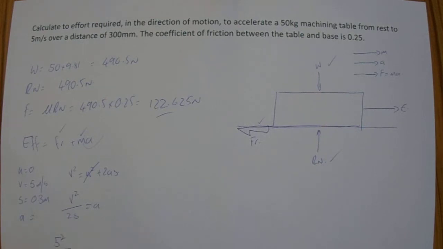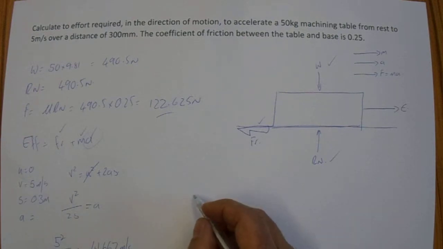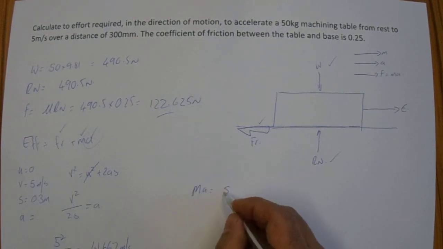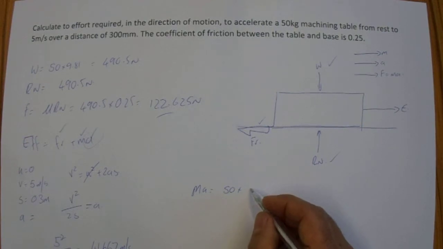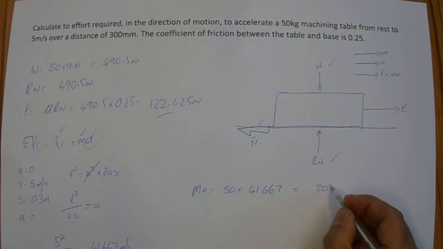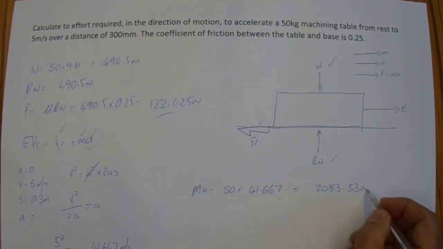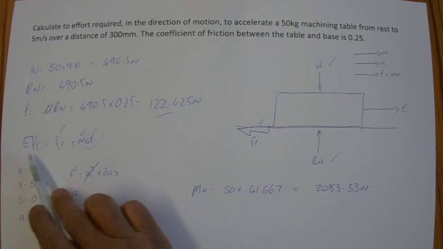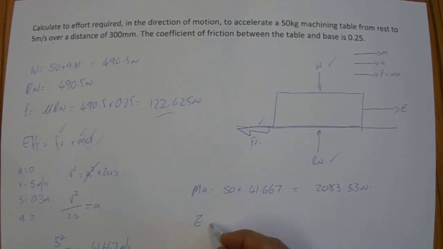5 squared divided by 2 times 0.3, and that equals 41.667 meters per second squared. Now we have the a, we can calculate the out of balance force. So the out of balance force, ma, equals 50 times 41.667, which equals 2083.33 newtons.